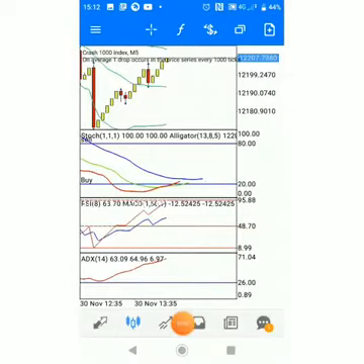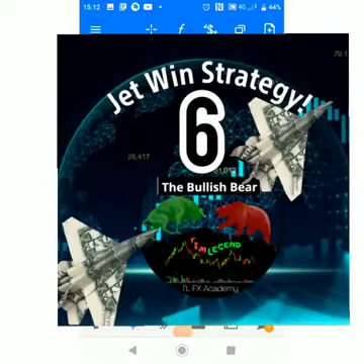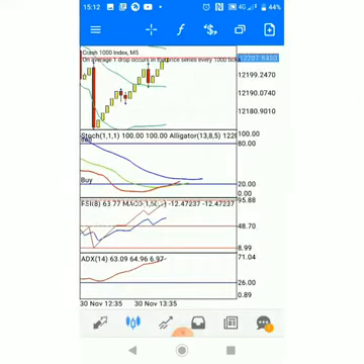Hello and welcome to the new Jetwin Strategy 6. In this strategy you are going to be learning how to trade long and catch several spikes in the Crash 1000 and the Crash 500.